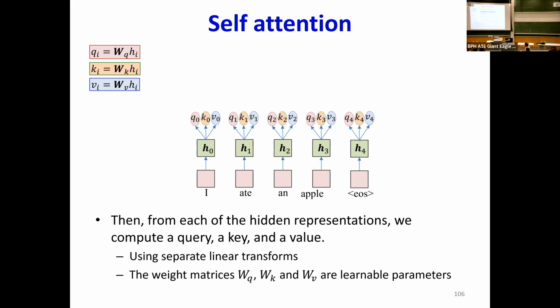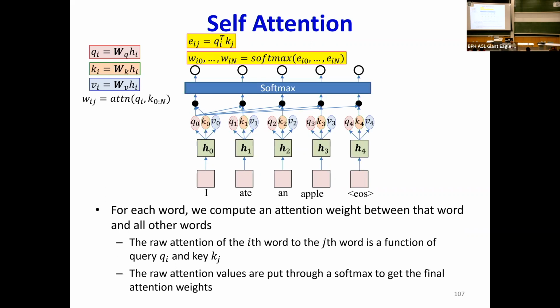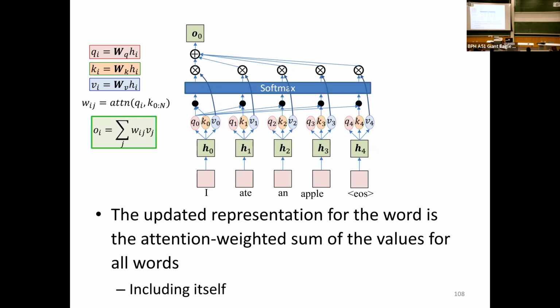So to compute the updated representation for the word H0, for instance, the 0th word, I'm going to use the query that I computed. Again, the key, query, and value are all just different projections of the hidden state H. So I'm going to use the query of the 0th word, which is Q0, against the keys of all the words, including itself. So against K0, K1, K2, K3, K4, right? And this is going to give me attention weights over all of the words. I'm going to use those attention weights to compute a weighted average of all of the values. And that weighted average is simply going to now be my updated representation for H0.